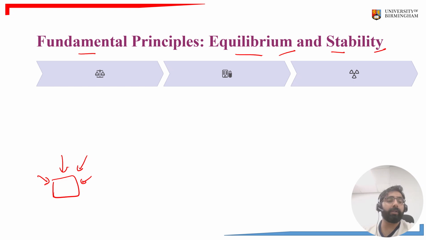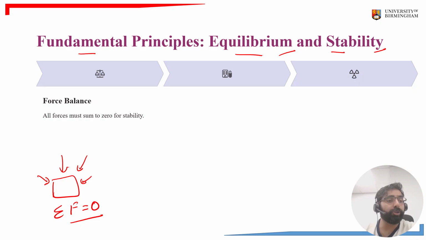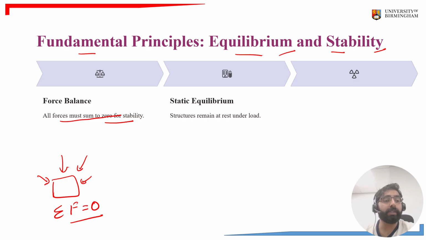Means if there is a structure of the material and a number of forces are acting on a body, then the summation of all the forces acting on the body should equal zero. So all the forces must balance to zero for stability, and it should be in static equilibrium. Means if there is a structure upon which the machine is working, then it should be in static equilibrium. There should not be unbalanced forces on that.